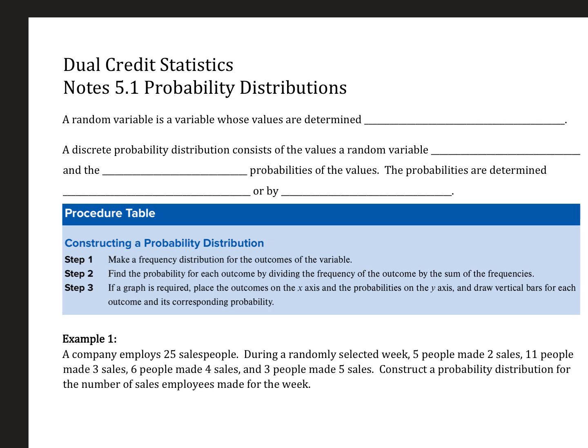So the first thing that we are talking about for this unit is a probability distribution. First of all, remember, a random variable is a variable whose values are determined by chance. A discrete probability distribution consists of the values a random variable can assume and the corresponding probabilities of the values. The probabilities are determined theoretically or by observation.